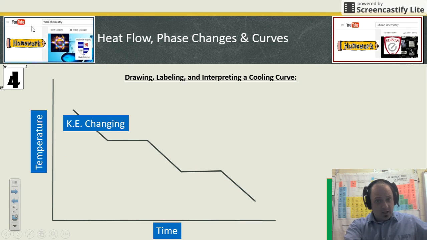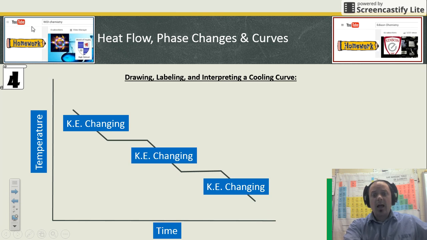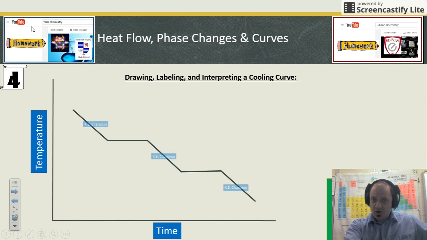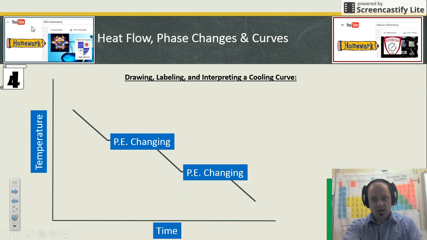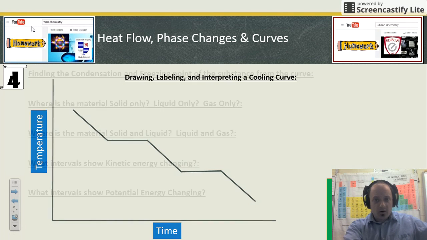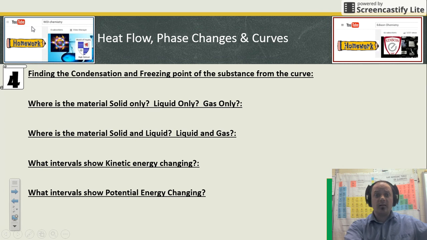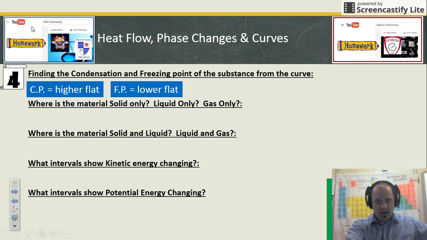Energies are changing. Kinetic energy changes in the slants every single time. And then we have potential energy changing in the flats. The energy of position changes during those times. Let's label up our curve, finding the condensation and freezing point. Well, these are the flat points. The condensation point is the higher flat, and the freezing point is the lower flat. End of story.